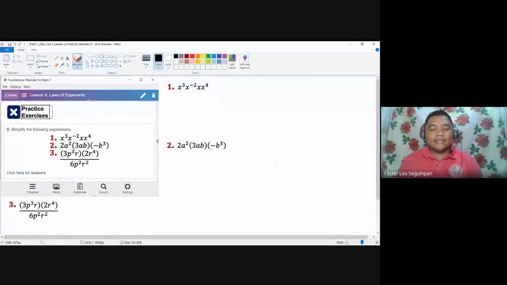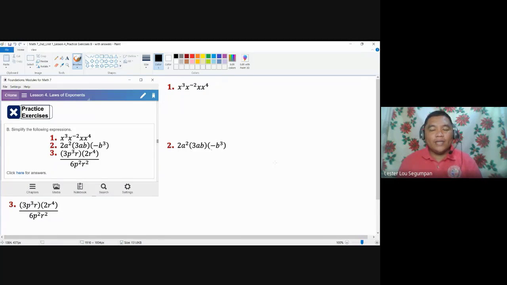We are not going to expand exponentiations, but rather we are going to simplify algebraic expressions that will involve possible combinations of the laws of exponents. I'm going to share with you right now the material containing the practice exercise B of lesson number 4. This practice exercise B will only cover the first two laws of exponents. We have the division and multiplication law, or we also call them product rule and division or quotient rule.